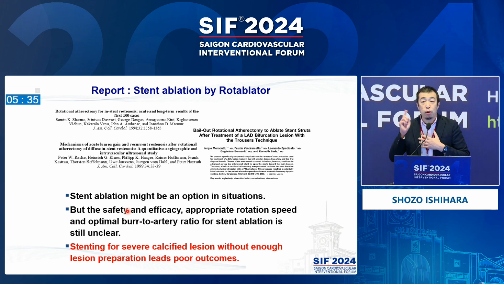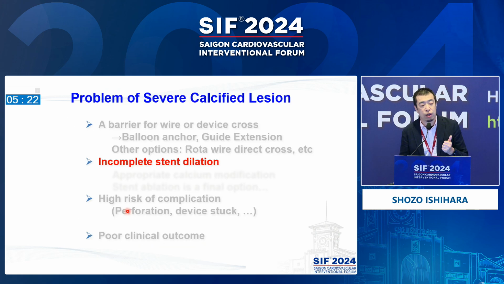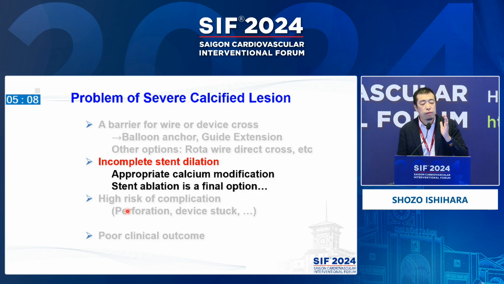And also, the most important thing is not putting stent for a lesion without enough lesion preparation, or not expanded lesion. It is a very bad outcome. So incomplete stent dilation makes very poor outcome. So appropriate calcium modification is mandatory. And also stent ablation is a final option. It is a solved problem of the calcified lesion.